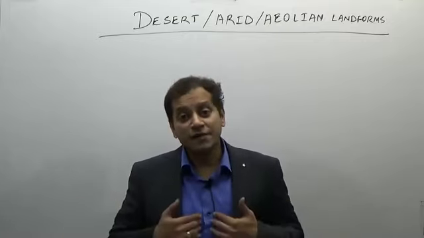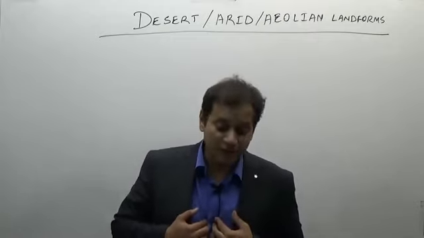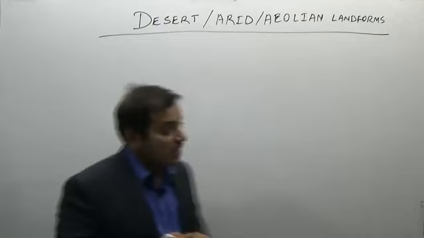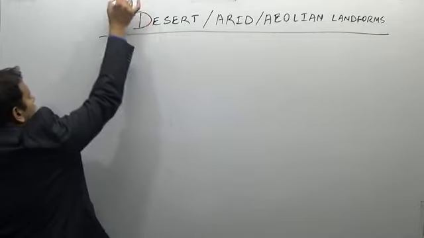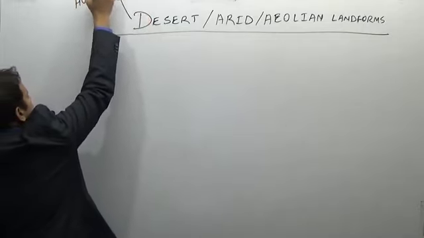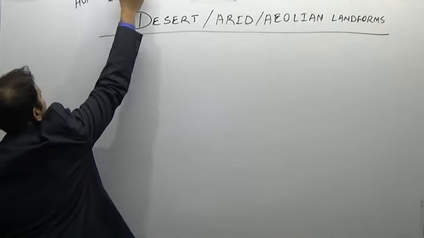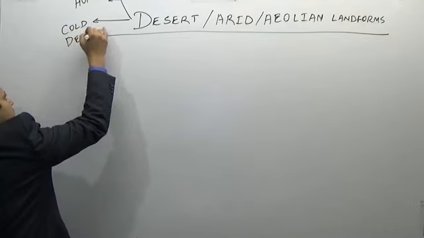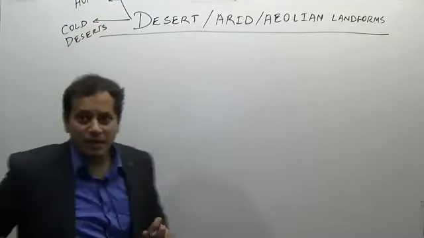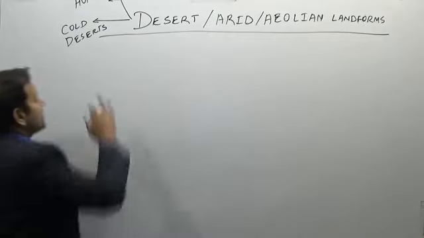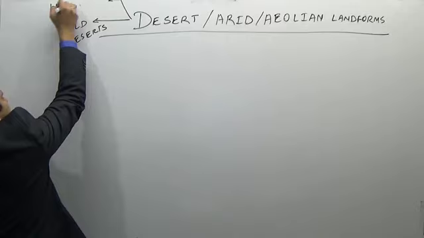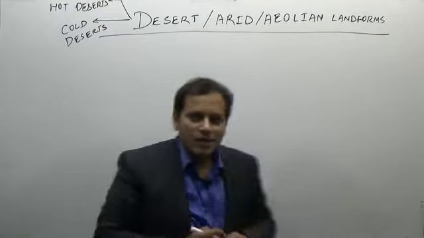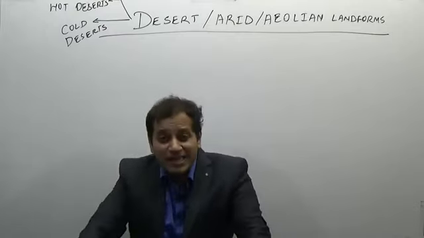Now before understanding the desert landforms of the world, if we look at the distribution of the deserts, there are two types of deserts in the world. One is the hot deserts of the world, and the other are the cold deserts of the world. So there are two major kinds of deserts. One are the hot deserts, that is our general deserts, and the other are cold deserts. Now how to distinguish this? Or is there anything called a cold desert?